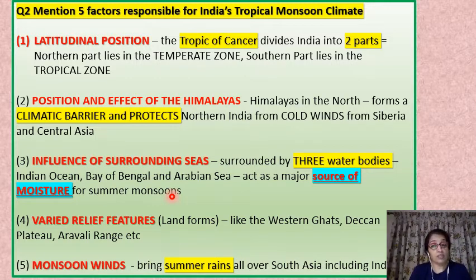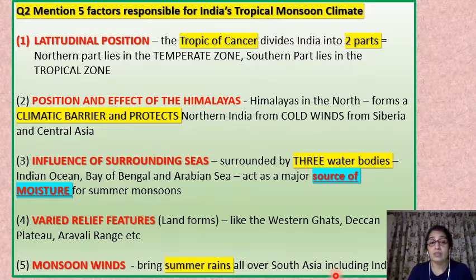Varied relief features, the landforms: the Western Ghats, the Deccan Plateau, the Aravali Range. How do these moisture bearing winds go and crash against certain landforms and leave precipitation there? Monsoon winds bring summer rains all over South Asia, including India.